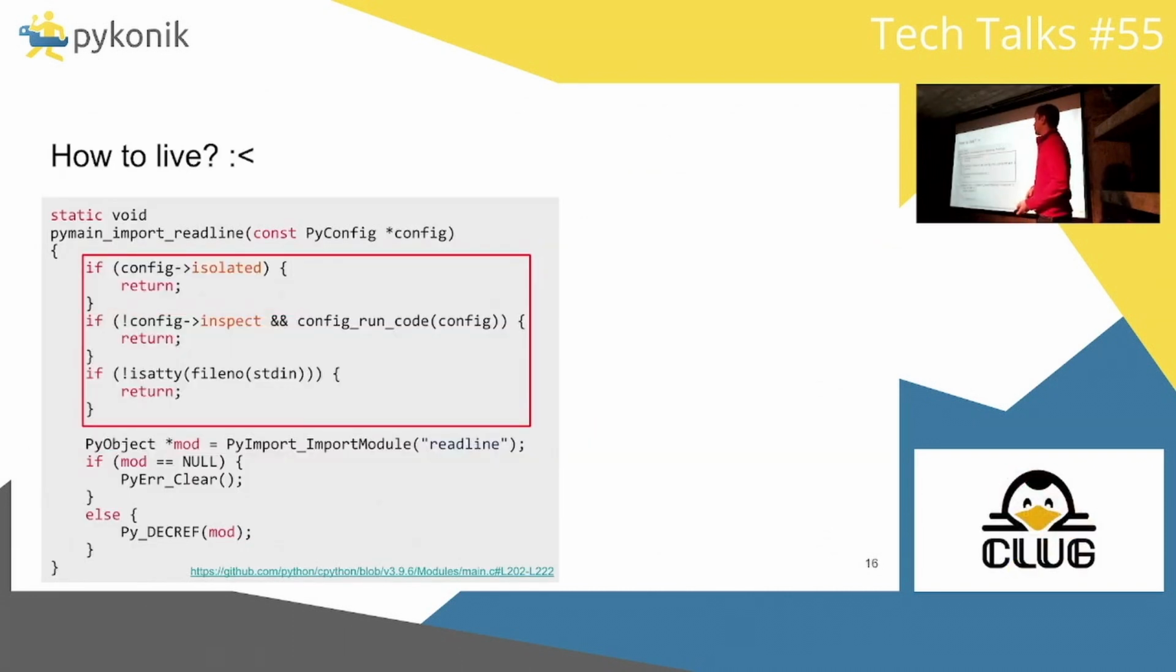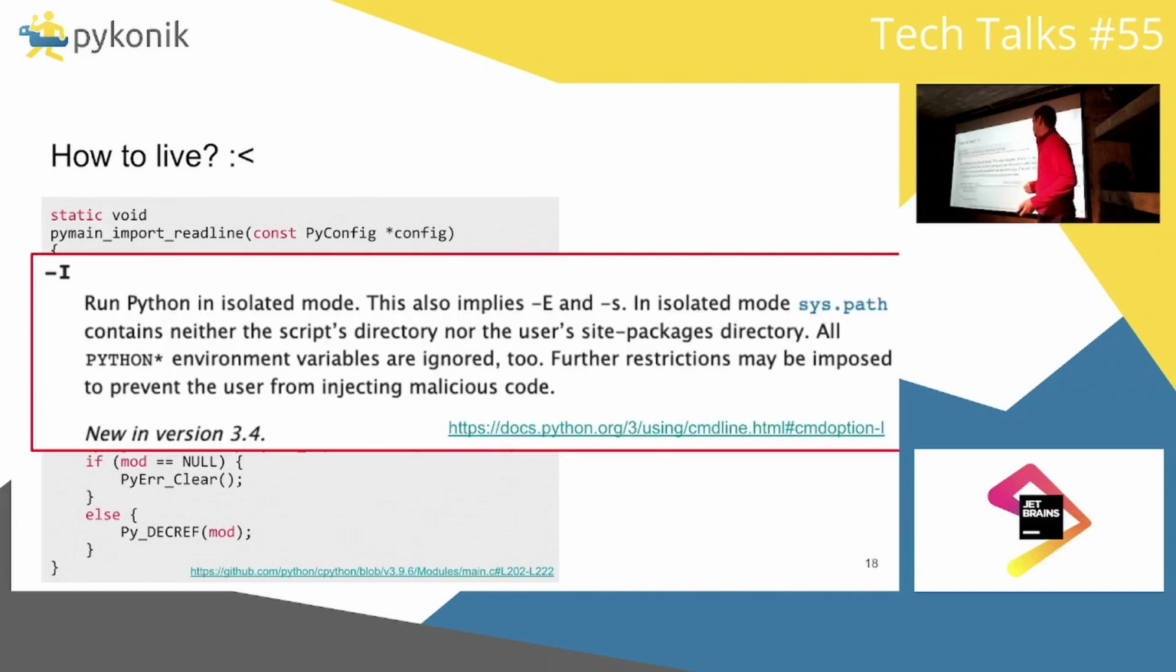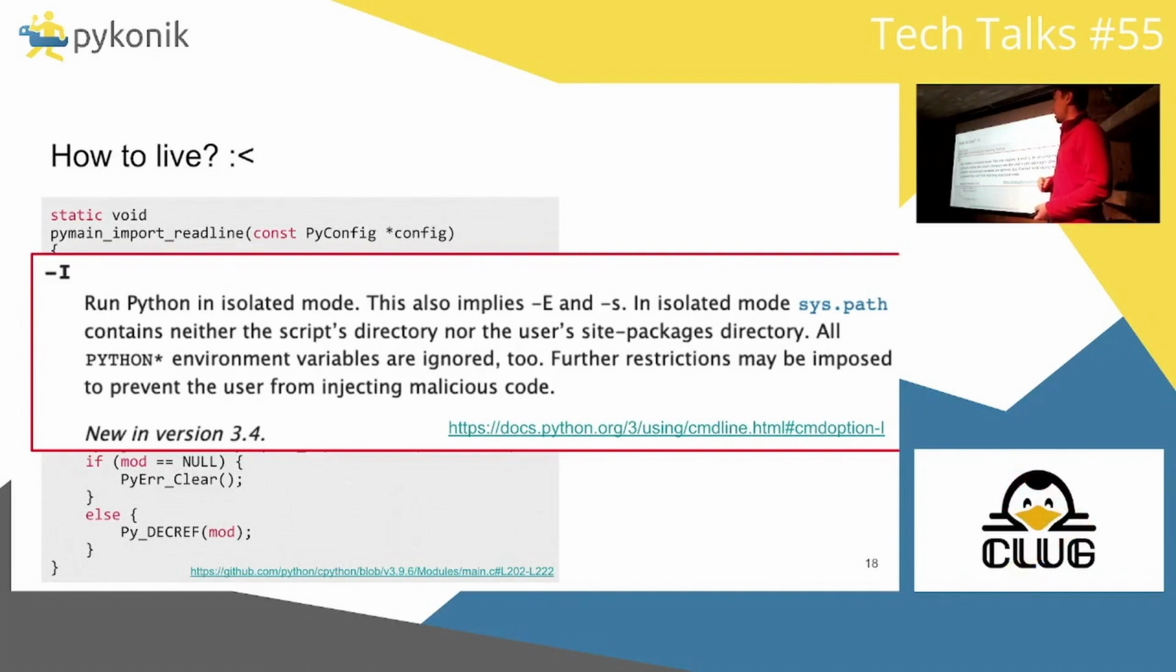In this function we have some if conditions at the start of the function, and those can be used to prevent this readline being imported. For example, this first thing is very important because it's whether you are running Python in isolated mode. So what is isolated mode? If you look into the documentation, since Python 3.4, there is this -I flag to run Python in isolated mode. It also implies some other flags, but let's not care about it.